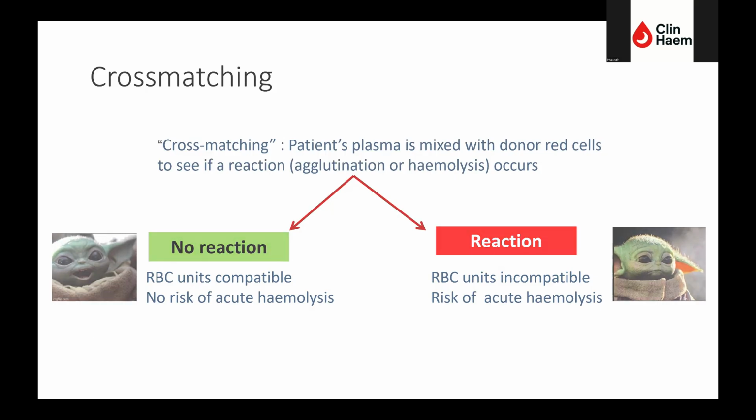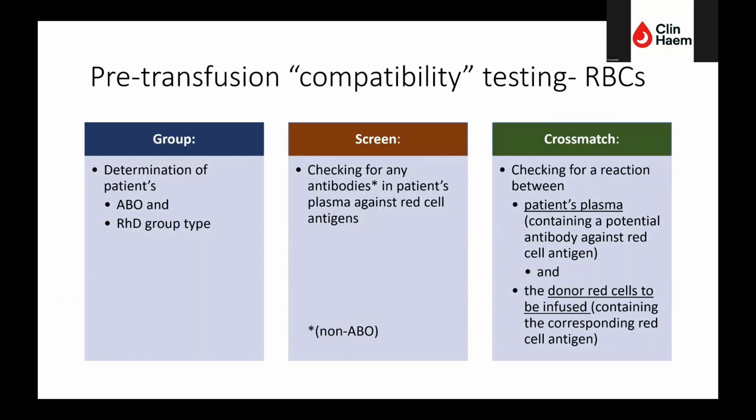So that is all, and this is just a summary slide. When we say group and screen, in group we are trying to check what the patient's ABO blood group and RHD blood group are. In the screen, we are checking which antibodies they have, if any, to any of the clinically significant red cell antigens. And in the cross match, we try to see if the selected potential donor cells are compatible with the patient's plasma.